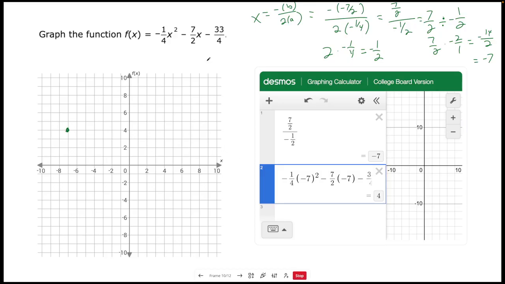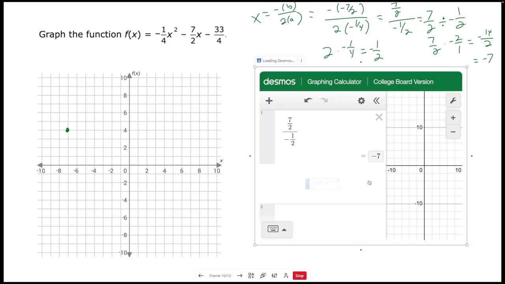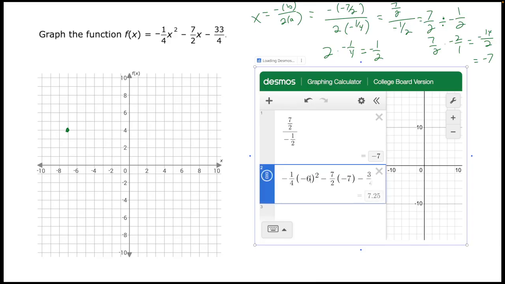And now we can't use the y-intercept again, because 33 over 4, let's see what that is, 33 divided by 4 is 8.25. We can't put that point on the graph really. So we need to plug in numbers close to the vertex. So this is -7. So let's try -6. Let's try plugging in -6 and see what happens.